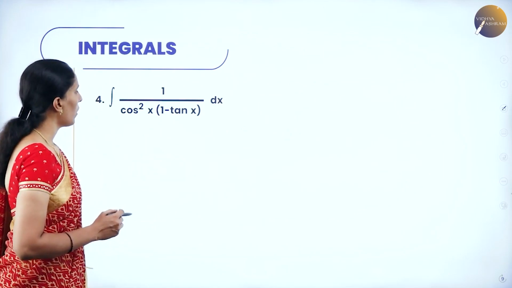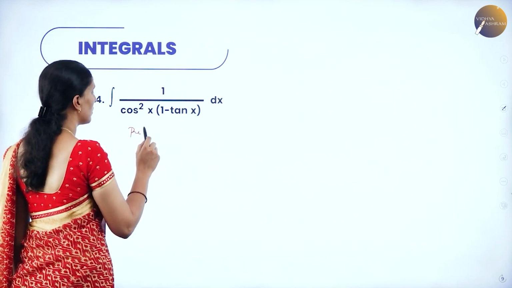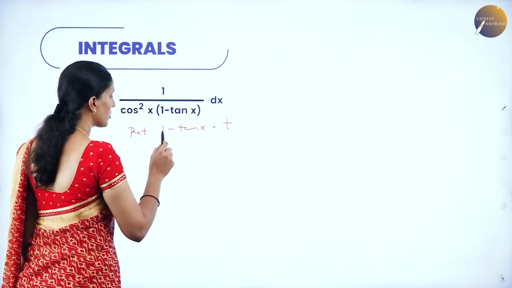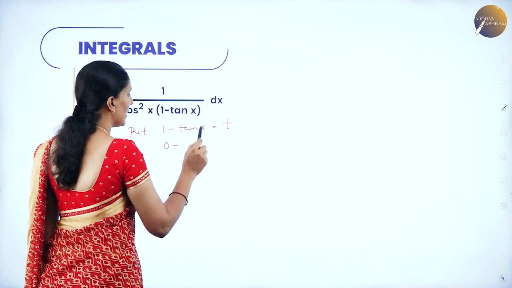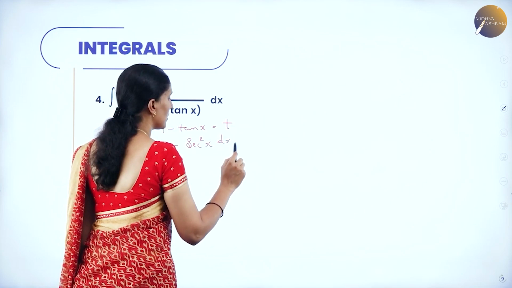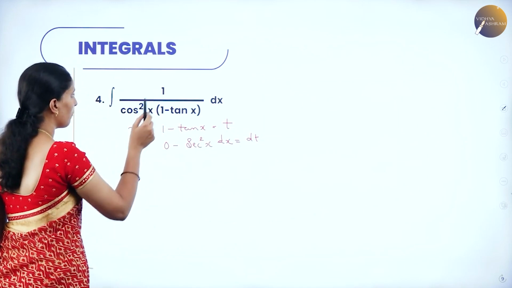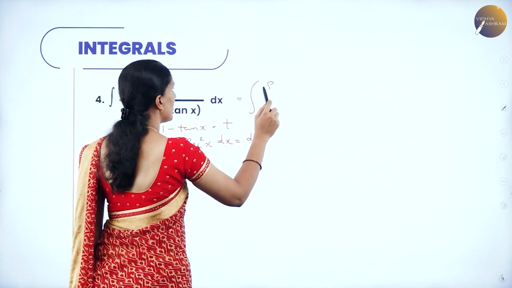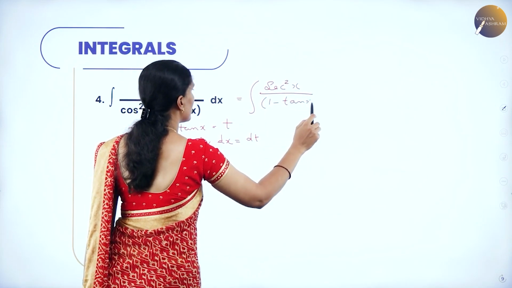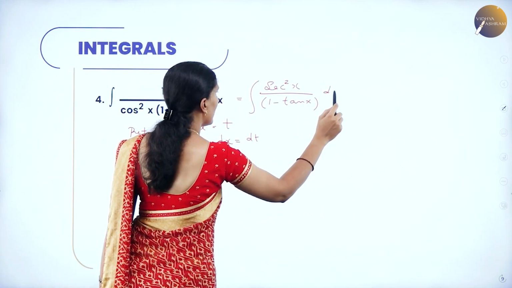Next, integral of 1 over cos square x into 1 minus tan x. So here put 1 minus tan x equal to some t. Then differentiate it. This is 0 minus secant square x. So secant square x dx is equal to minus dt. Now here I need secant square x, but here 1 by cos square x can be written as secant square x. So 1 over cos square is secant square and this is 1 minus tan x into dx.